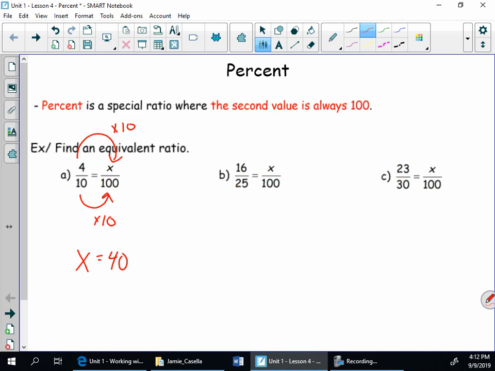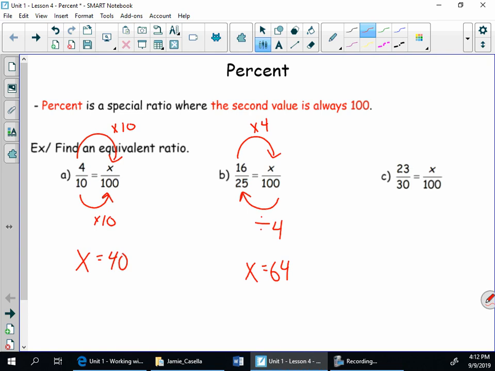In the second one, I got to turn a 25 into 100. Now, if you can't figure out how to turn a 25 into 100, do the opposite. Let's turn 100 into a 25. If I divide 100 by 25, I get 4. If I divide to go from big to small, I need to do the opposite to go the opposite direction. 16 times 4 makes 64.